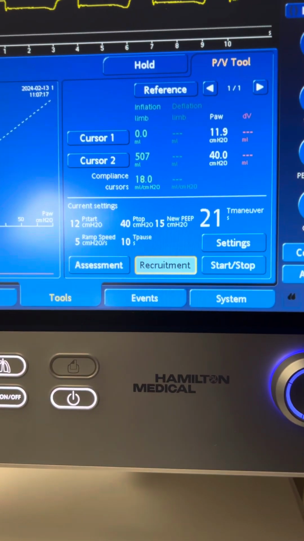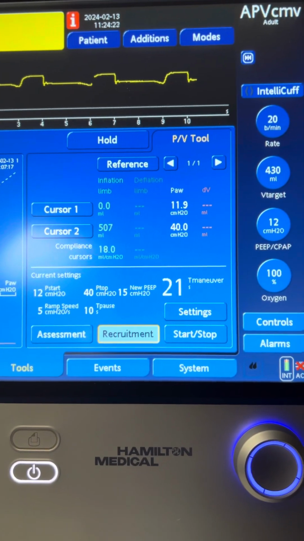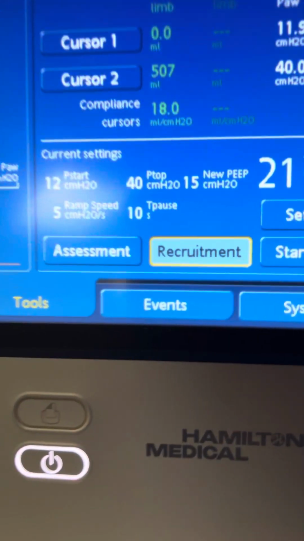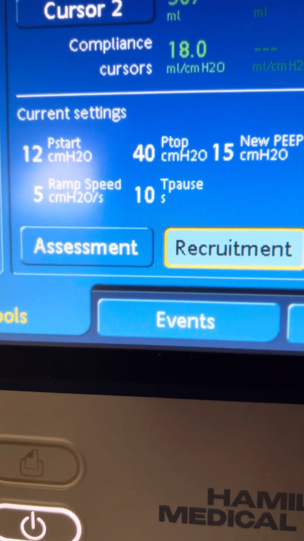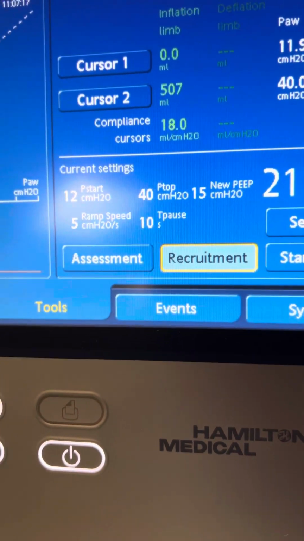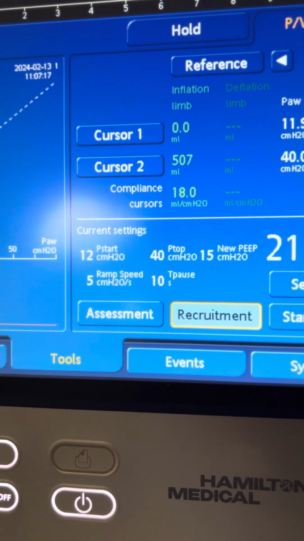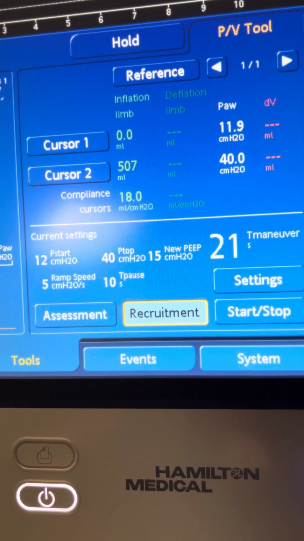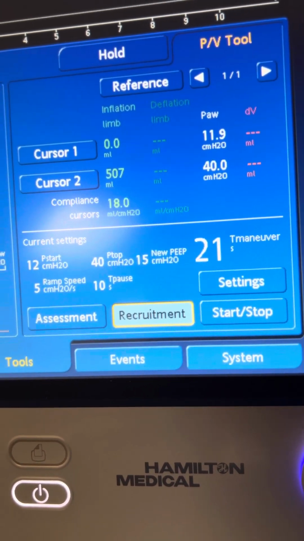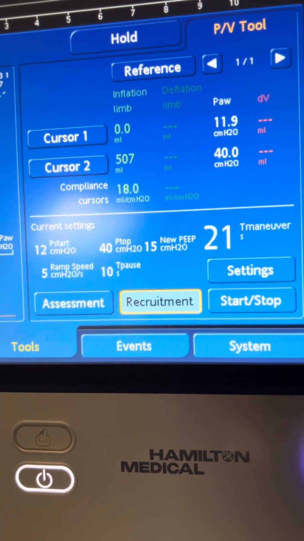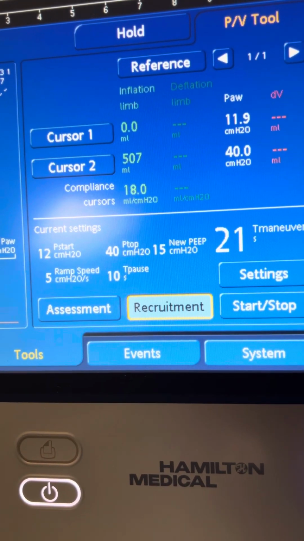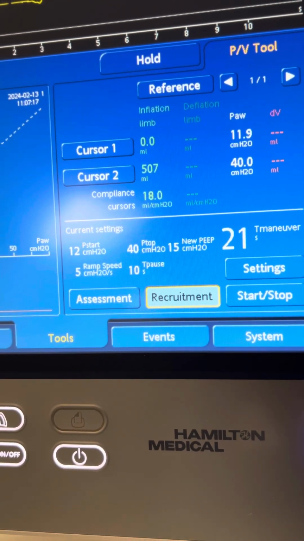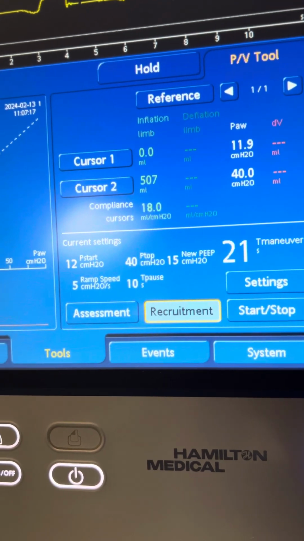These settings default to have your pressure start at your current PEEP setting and stop at 40, because at 40 centimeters of water pressure for 10 seconds, which is where that pause is, is where the most recruitment happens in the lungs. We have our ending PEEP at 15. You can titrate this to whatever the preference is by the physician, but the optimal PEEP in most patients has been found to be around 14 to 16 to keep the lungs open after they've been recruited.